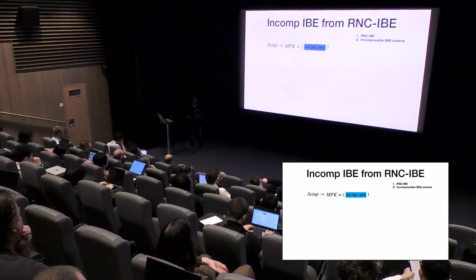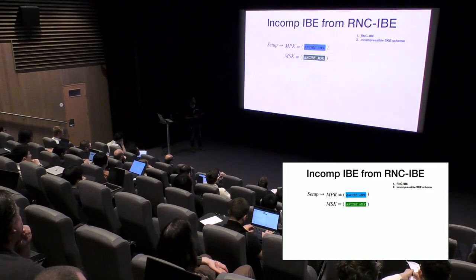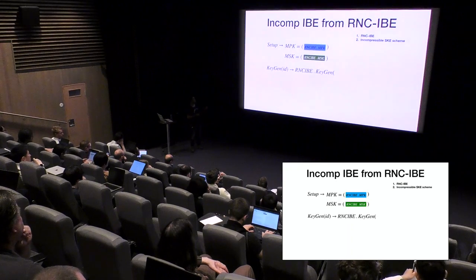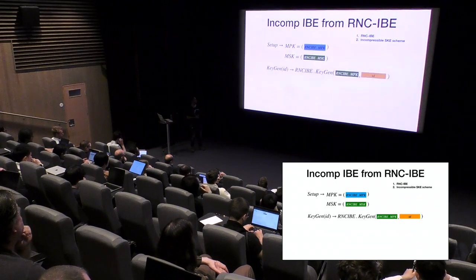So here the master public key is nothing but the master public key of the NCIB, and the master secret key is the NCIB's master secret key. Key generation is just running the key generation of the NCIB.